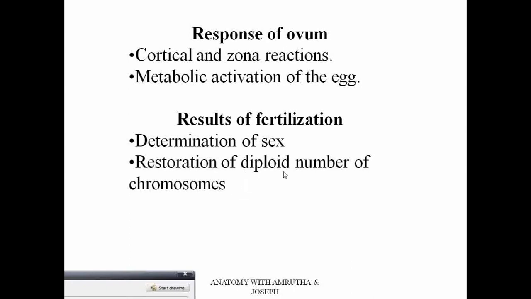Restoration of diploid number of chromosomes. Now the sperm and the ovum are haploid. So when they unite, their chromosome number is 23 each. When they unite, the chromosome number doubles. That becomes 46. That is a diploid cell.